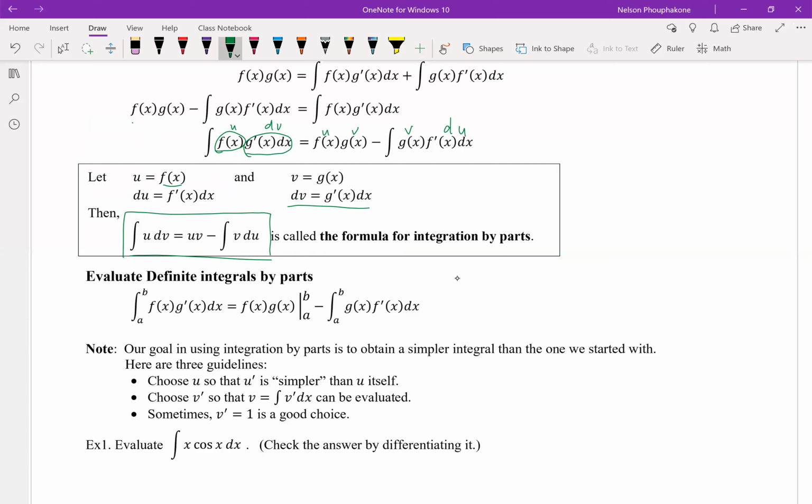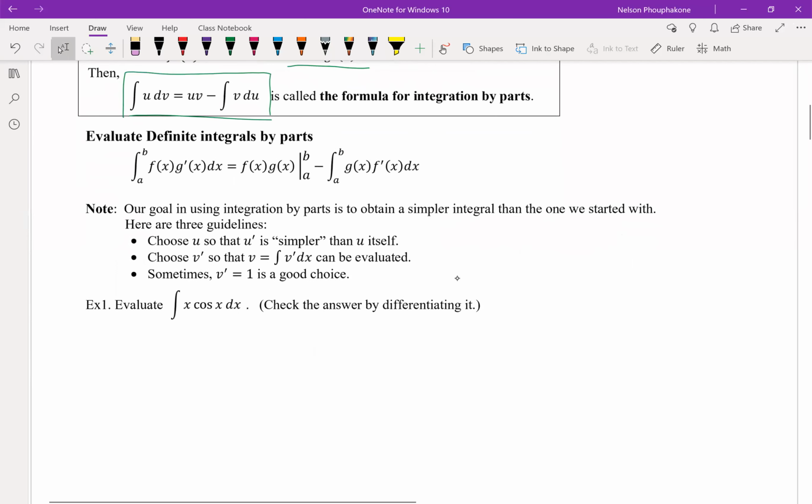Now, what is our goal? Our goal in using integration by parts is to obtain a simpler integral than the one we start with. Here are three guidelines. Choose u so that u prime is simpler than u itself, and choose v prime so that v, which is the integration of v prime dx, can be evaluated. Sometimes v prime equal to 1 is a good choice. So how do we actually work on this problem right here?